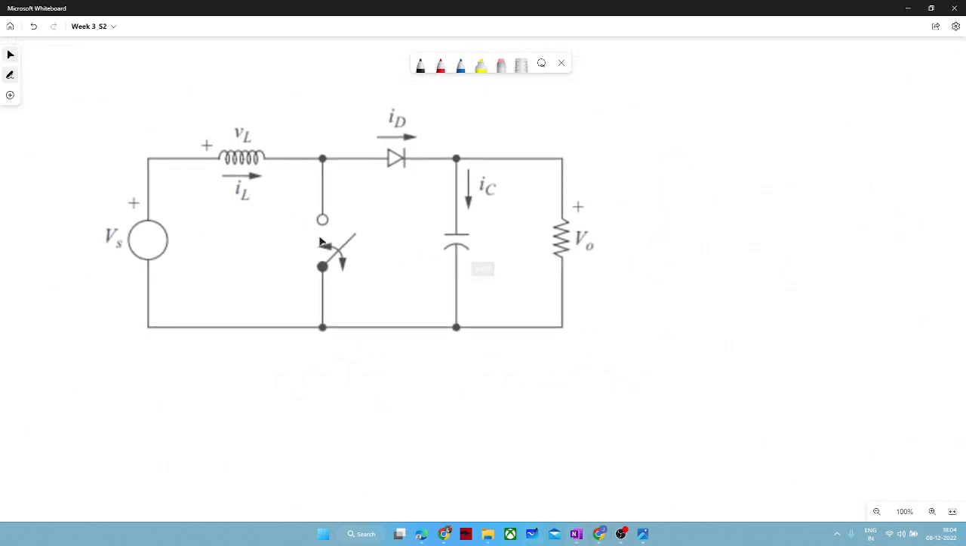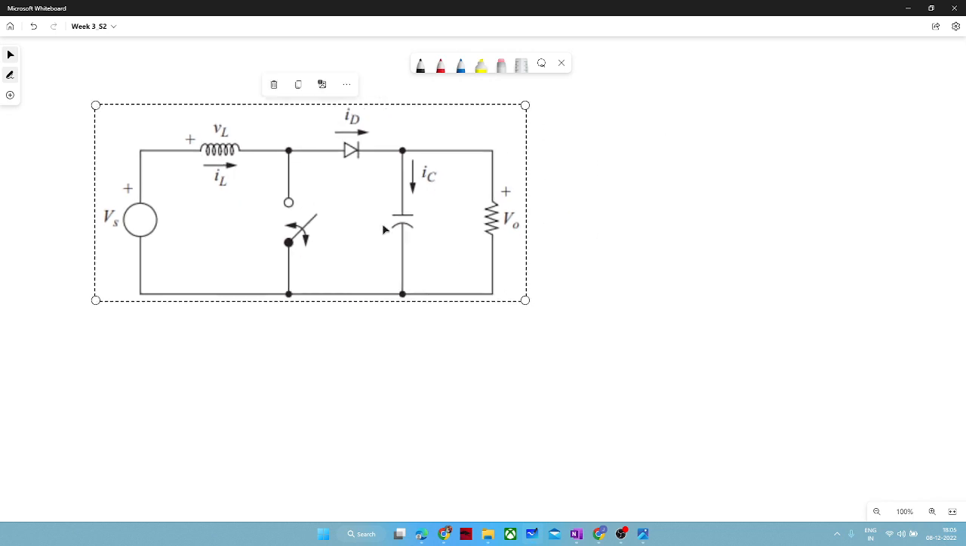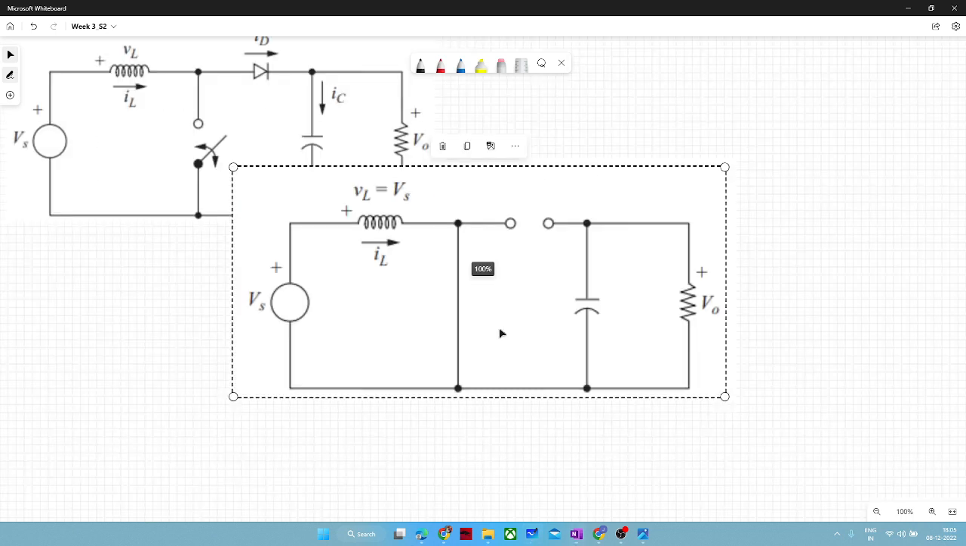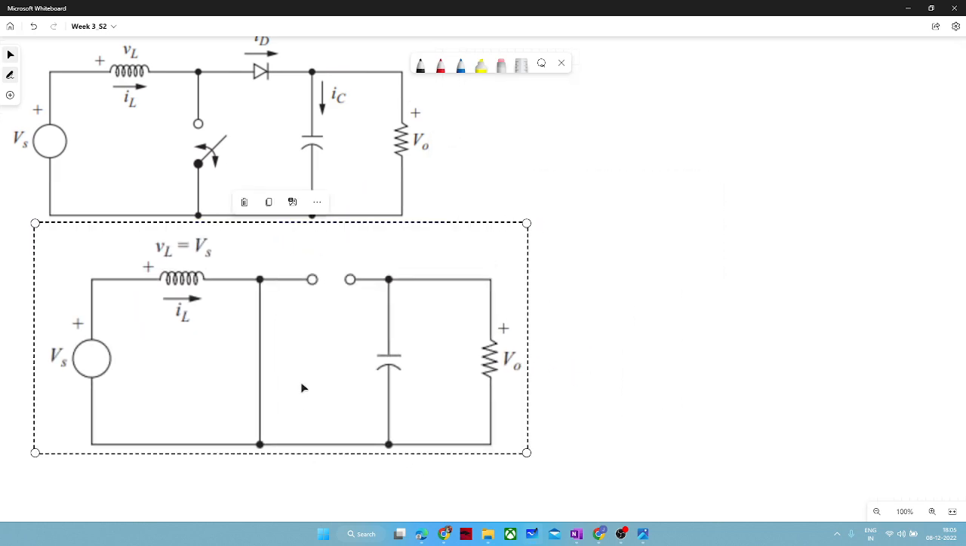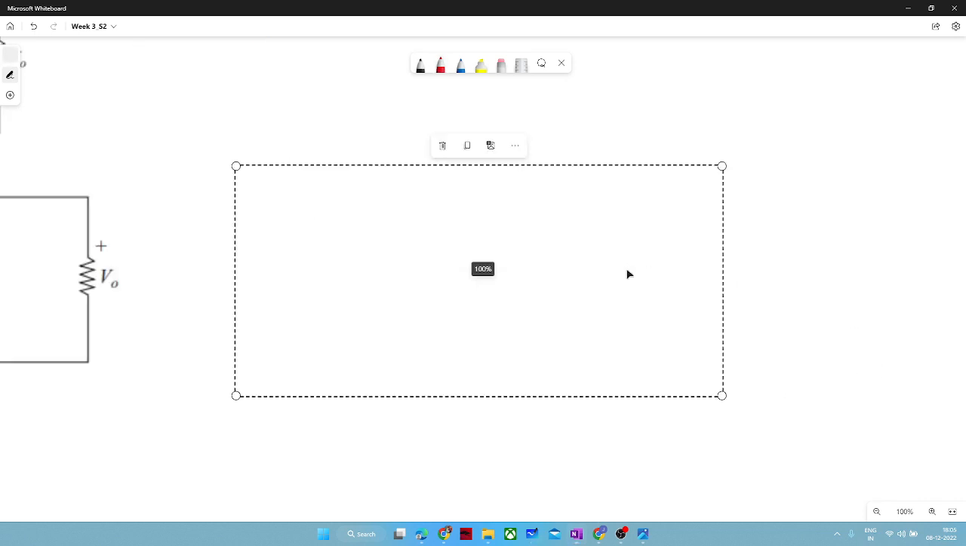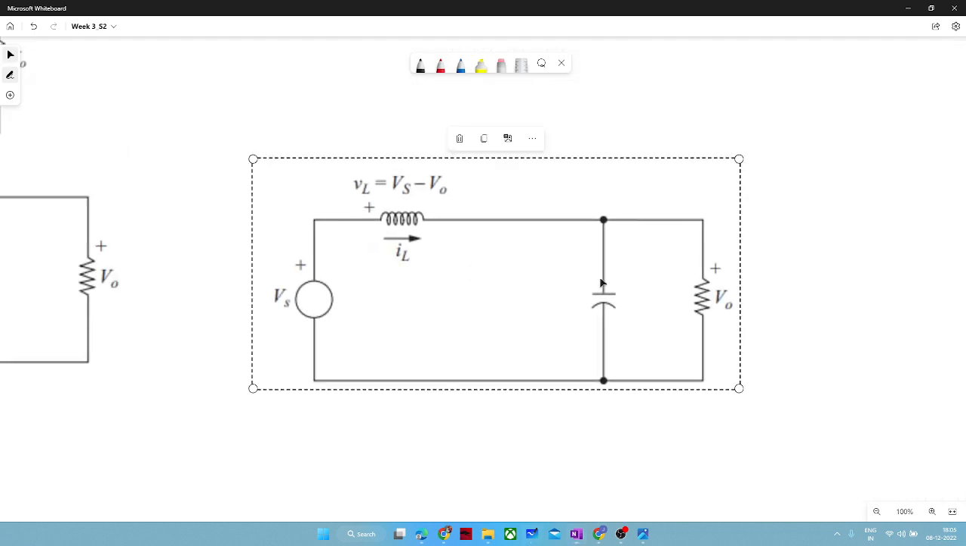So this is a common boost converter. Here I will show the condition during the turn on of this switch. When this switch is turned on, this inductor will be charged. And similarly, when the switch is off, this inductor will discharge across this capacitor and load.